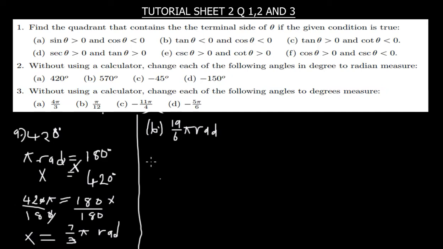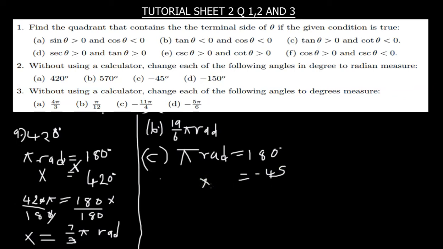Same applies to negative 45. So C is negative 45. You use the same thing. Pi in radians is equal to 180 degrees. So we got 180 degrees, and then you put your degrees this side, which is negative 45.